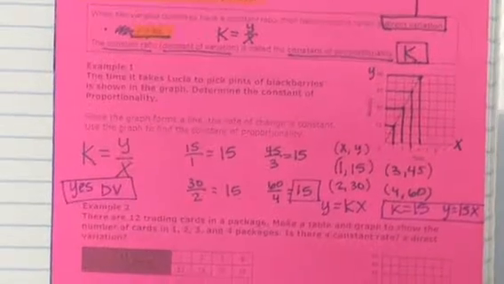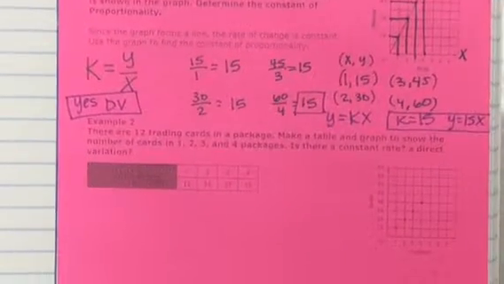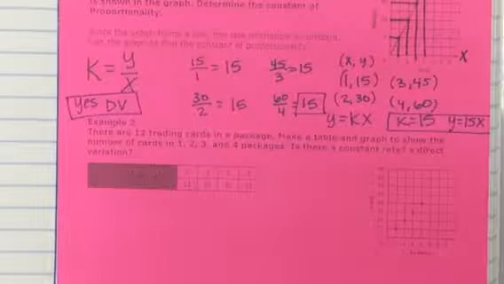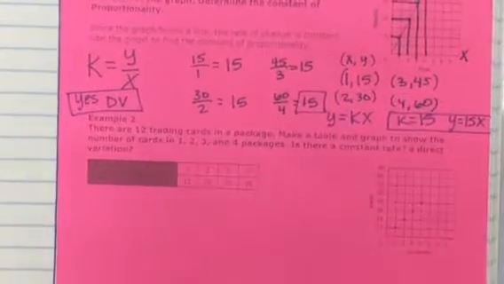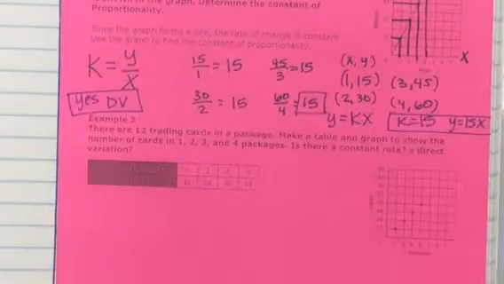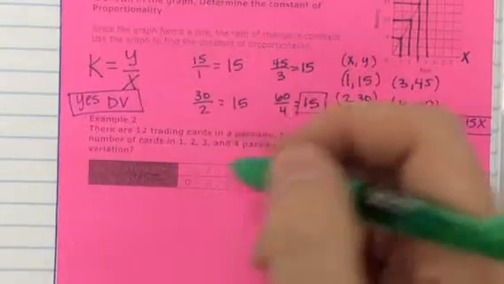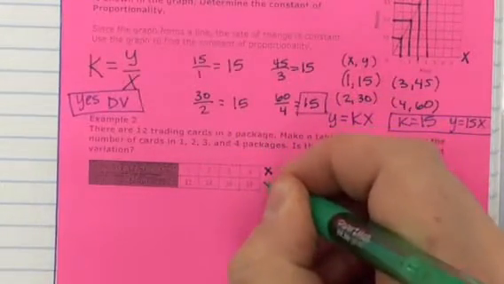Okay, so example 2 says there are 12 trading cards in a package. Make a table and graph to show the number of cards in 1, 2, 3, and 4 packages. Is there a constant rate, a direct variation? So let's go ahead and label our table. So right now we have the x and y.